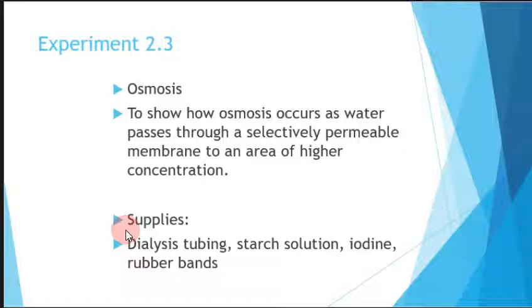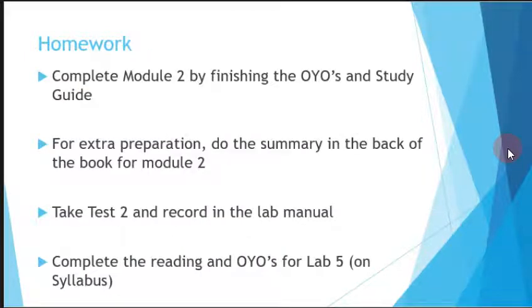And so I'm going to end this here. Do we need to write anything down? It says experiment 2.3 and experiment 2.4 for demonstration of diffusion and demonstration of osmosis. Let me take a look at it. Here, homework for next time. Module 2, finish it with the study guide. It says there's a summary in the back of the book. Have y'all looked at those summaries back there? You can do that if you like. And then you can either take test 2 before next week or take test 2 after next week. That's up to you. All right?